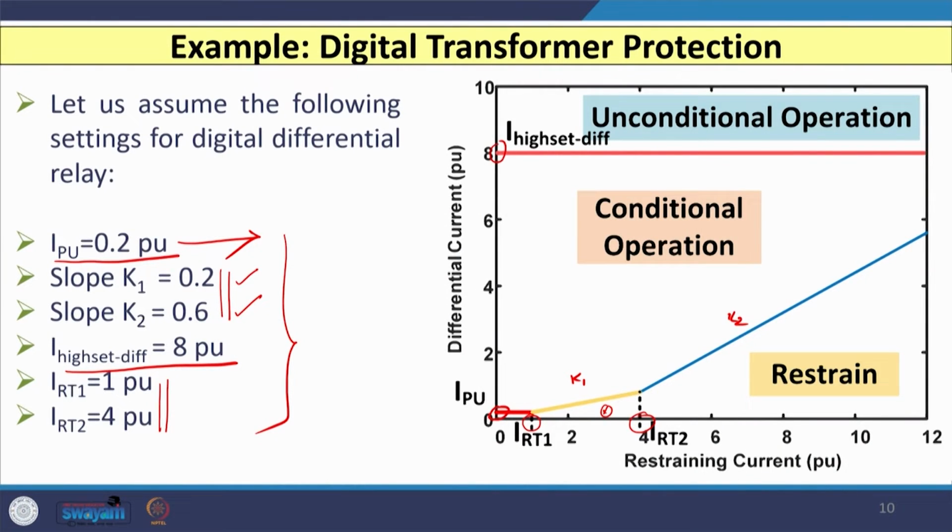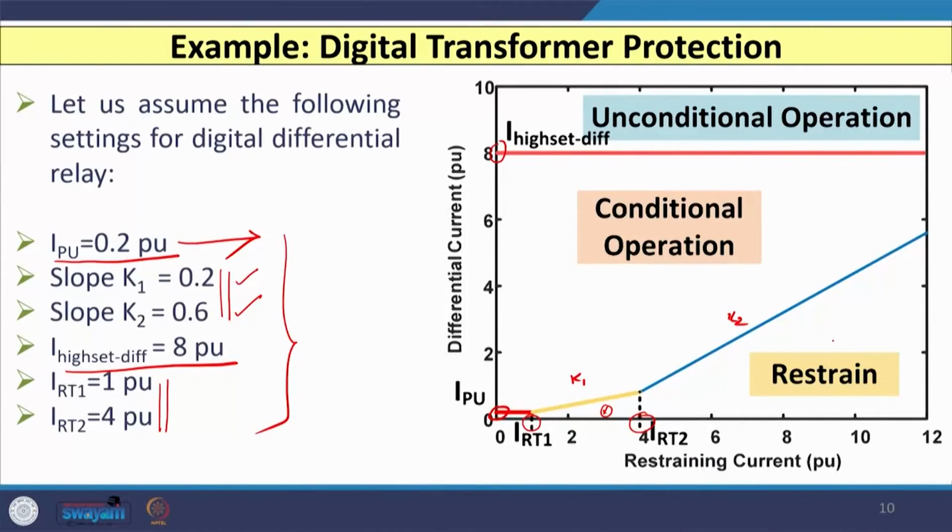When you have saturation of CT in case of heavy through fault or external fault, then your point should again lie in this region, so that the relay should not operate, and that is what we want. And in case of any internal fault condition, your point will immediately move in this region. So, there is no waiting period and the relay should immediately trip and the respective circuit breaker will be operated.